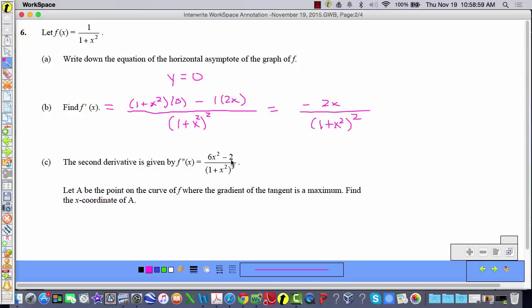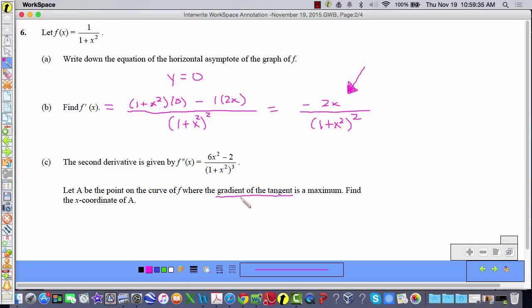Then they give us the second derivative, okay? And this is the trickiest part of the question. Let A be the point on the curve of f where the gradient of the tangent, the gradient of the tangent, okay? Now, the gradient of the tangent is found using the first derivative. This is the first derivative here, okay? This gives us the gradient of all tangent lines to this curve.